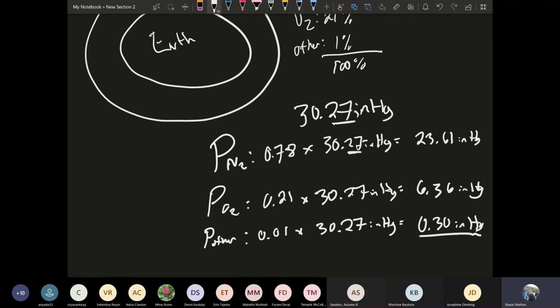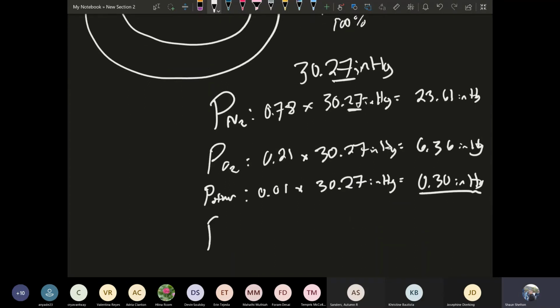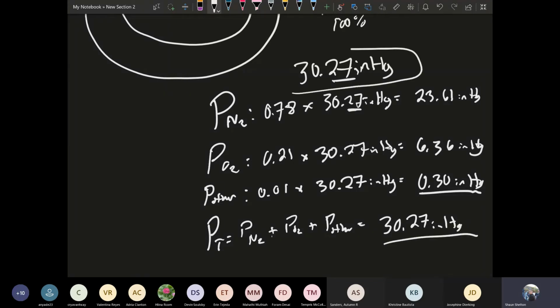So I'm going to add these together. Dalton's law is where you take the total pressure is equal to the pressure of nitrogen plus the pressure of the oxygen plus the pressure of the other gases. So 23.61 plus 6.36 plus 0.3, that gives me 30.27 inches of mercury. So wow, look at that. It is perfect. So that's what we wanted to have. It's a great example of looking at a system, figuring out what the individual gases are, and then figuring out the partial pressures of each of those individual gases.